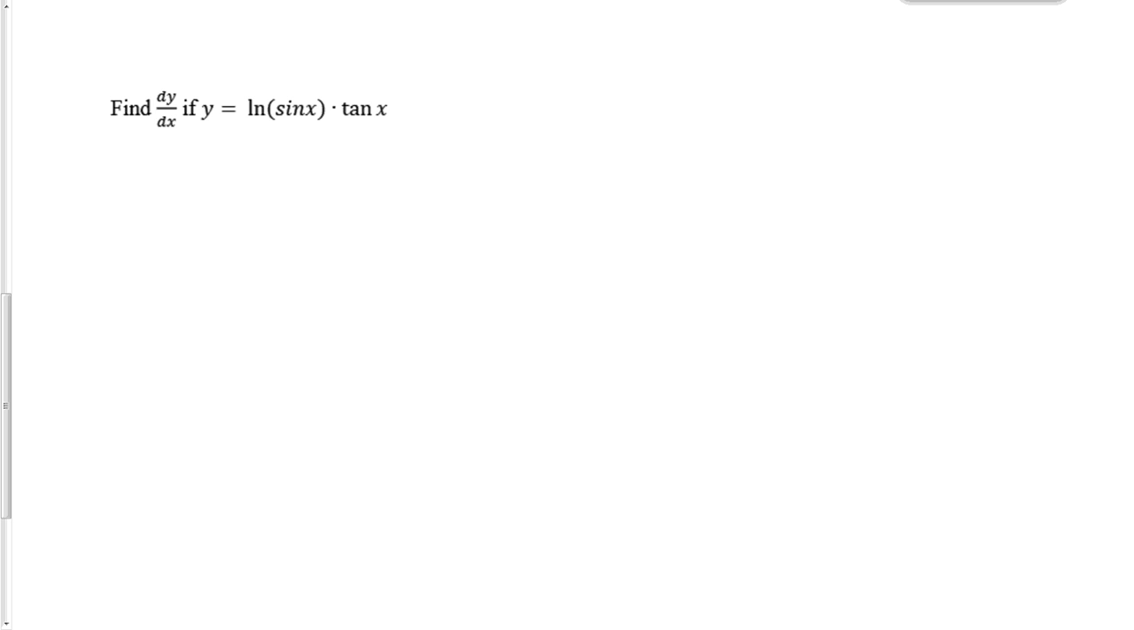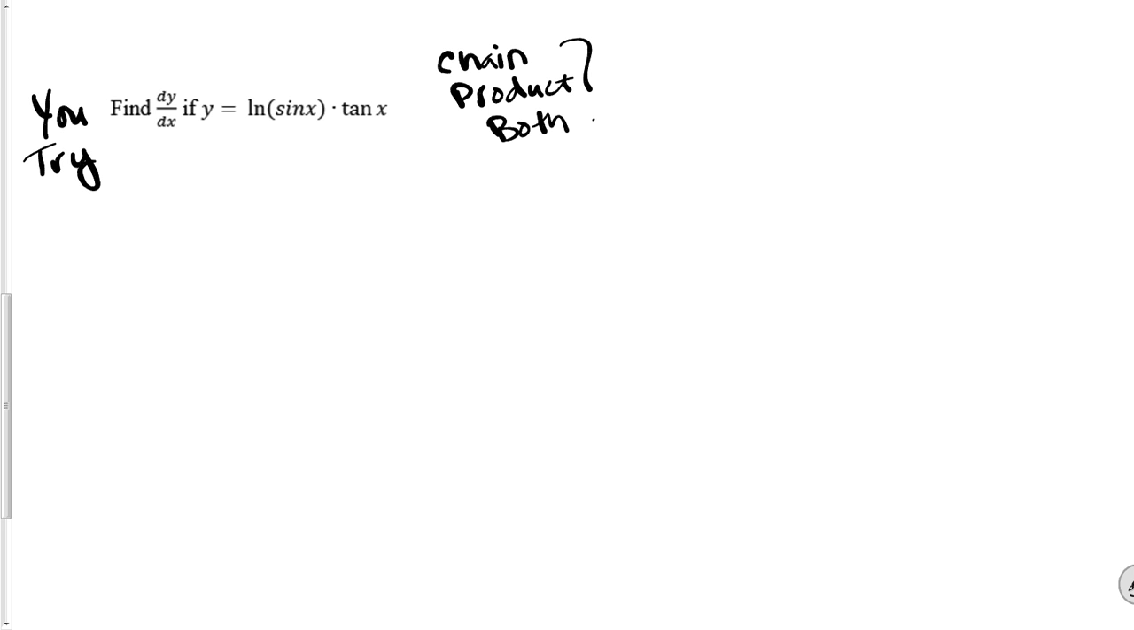Here's the next one, and again, we're trying to find a derivative. So the questions you're asking: do I have a chain rule? Do I have a product rule? Do I have both? From here, I would like you to try this one. Give that one a go, and I will talk you through it in just a minute. So please pause the video here to complete this problem.